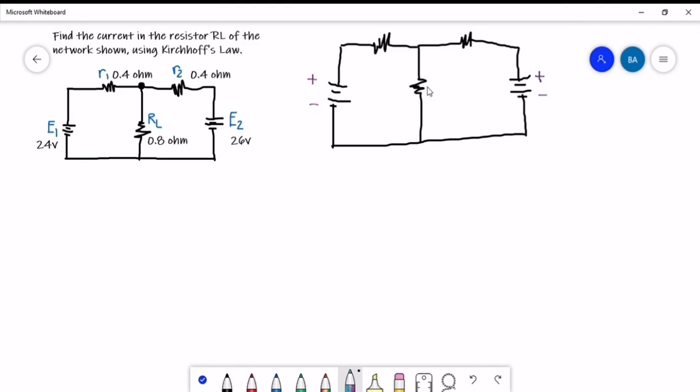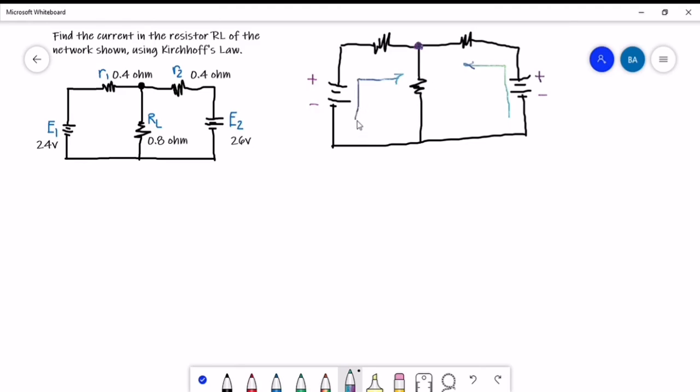So at this point, we can have two loops. Our first loop, using KCL, we have a loop like this, and then also a loop that goes like this. So this is our first loop, this is our second loop. Now, how are we going to apply the Kirchhoff's current law? By inspection, this should be our node. Yes, this is our node.